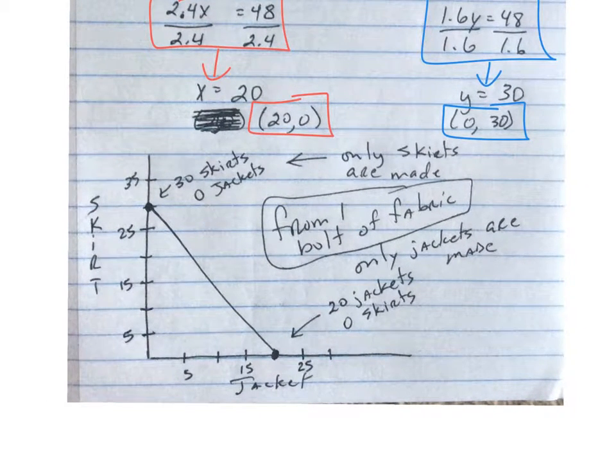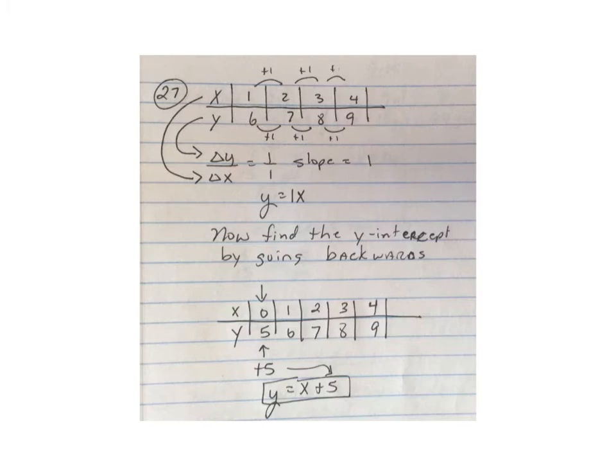All right? So here is 30 skirts, and here is 20 jackets. Connect them. And that means when I order 0 jackets, I can make 30 skirts. And when I have 0 skirts, I can make 20 jackets. And that's all from 1 bolt of fabric.